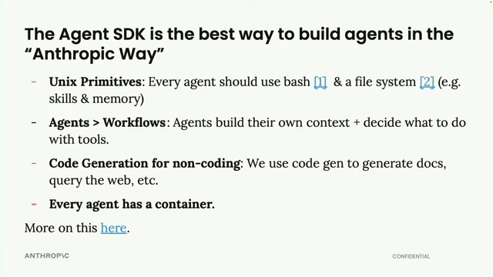Agents, you can also make workflows. I'll talk about that a bit later. The agents build their own context. Thinking about code generation for non-coding: we use CodeGen to generate docs, query the web, do data analysis, take unstructured action. This can be pretty counterintuitive to some people. And again, in the prototyping session, we'll go over how to use code generation for non-coding agents.